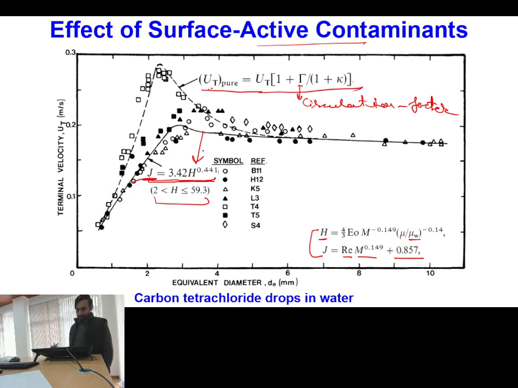And all these filled points correspond to experimental data, and open points correspond to simulation data. Is this point clear?